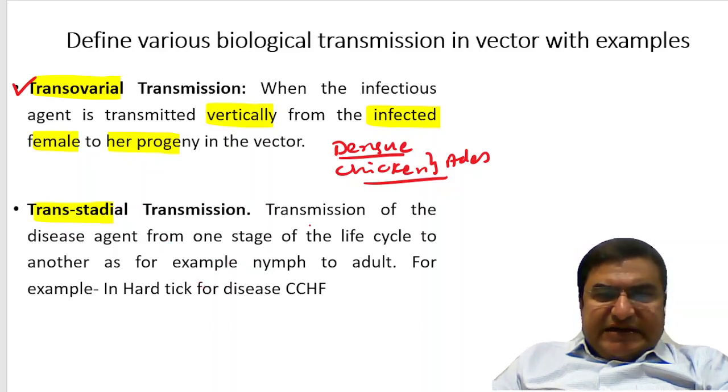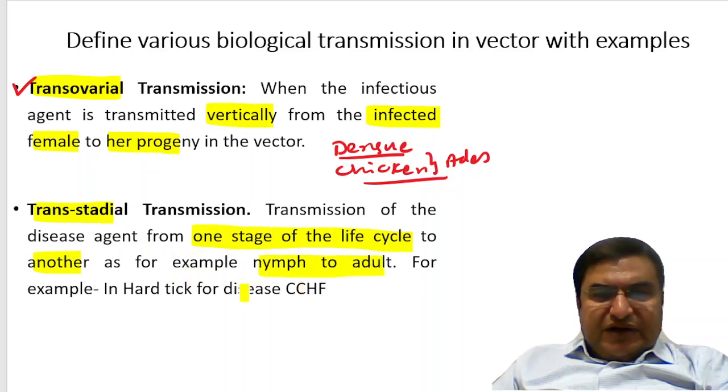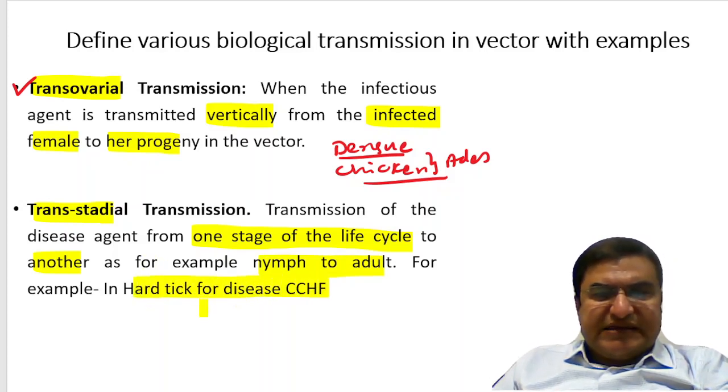Next one is transstadial. What happens in transstadial? Transmission of the disease agent from one stage of the life cycle to another, for example, nymph to adult. The example for this type of transmission is hard tick for CCHF.